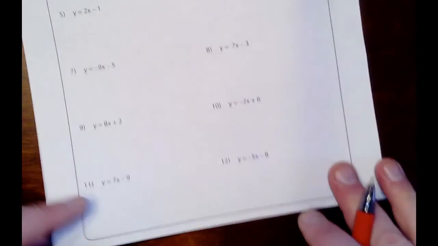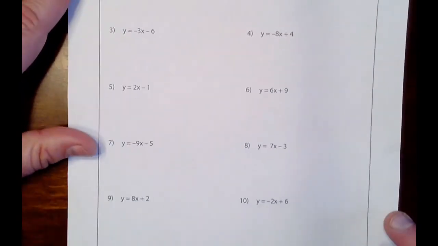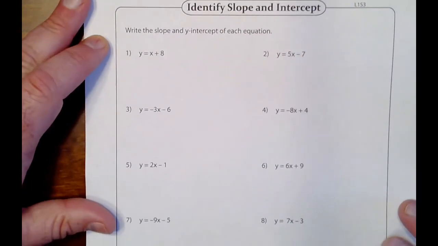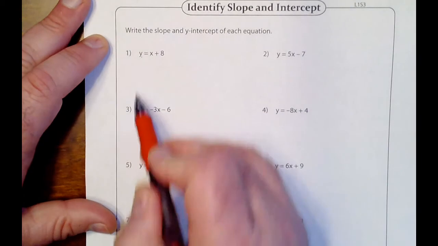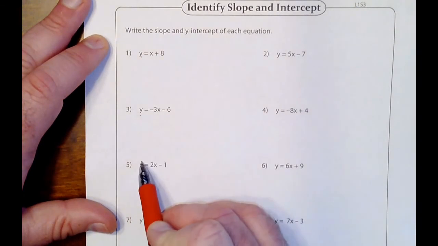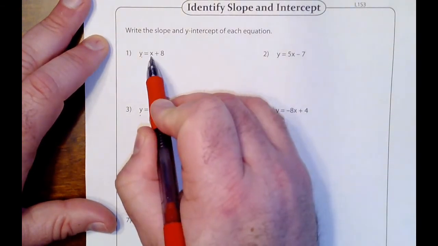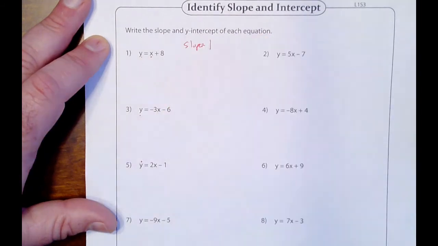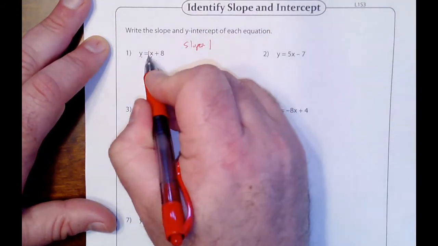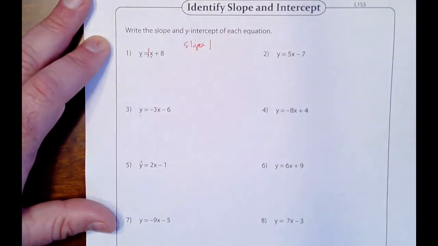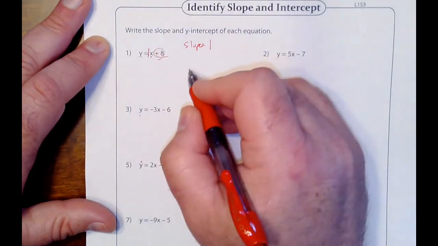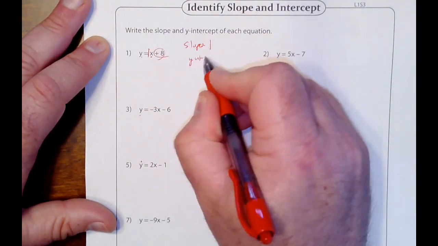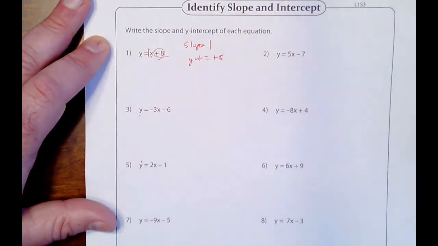On the back of that page, we have identifying slope and intercept. And I'll do the odd ones for you there. As long as y is by itself, the number in front of the x is your slope. So here, my slope is 1. Because really in front of that x, it's 1x. What's my y-intercept? The other number that's after the x. My y-intercept is positive 8.